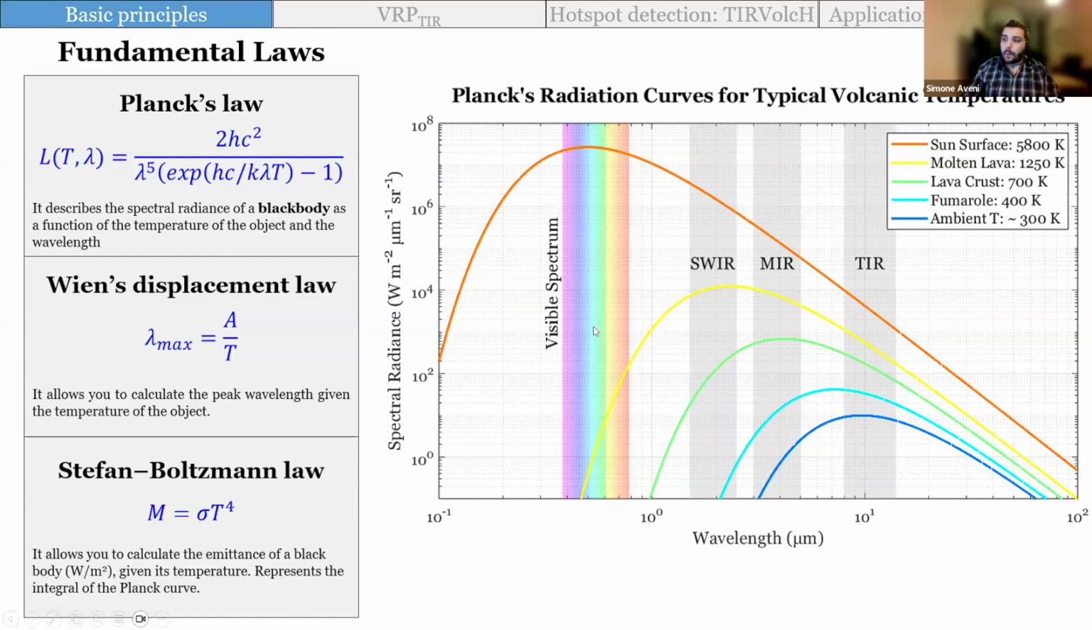So why are these curves fundamental when it comes to thermal remote sensing? Different objects at different temperatures emit radiation at a specific wavelength. And we can see that this peak shifts towards longer wavelengths as the temperature decreases.